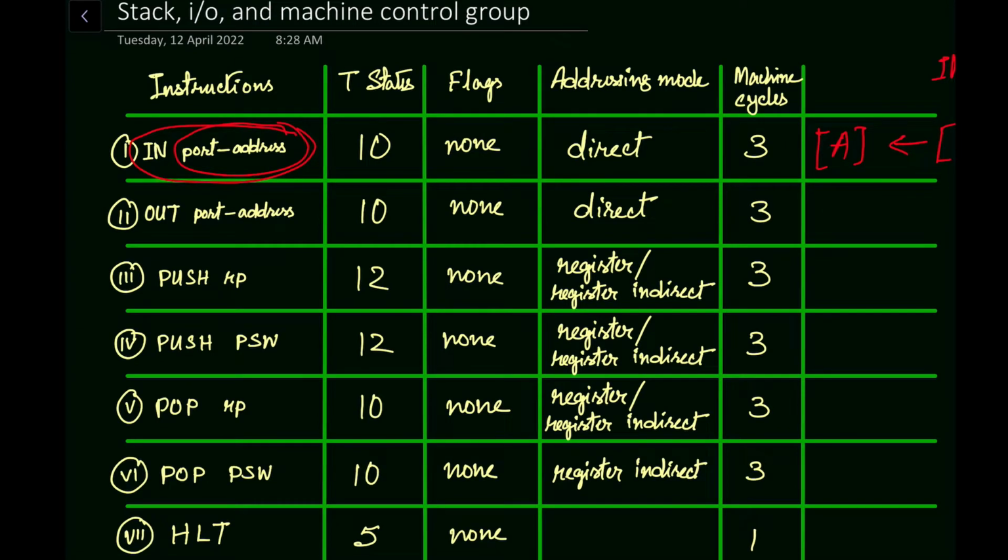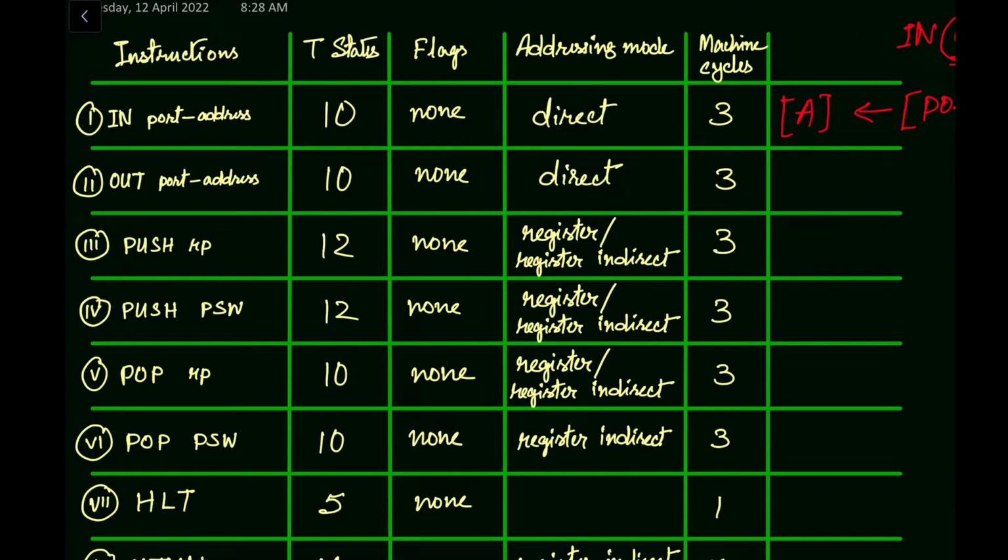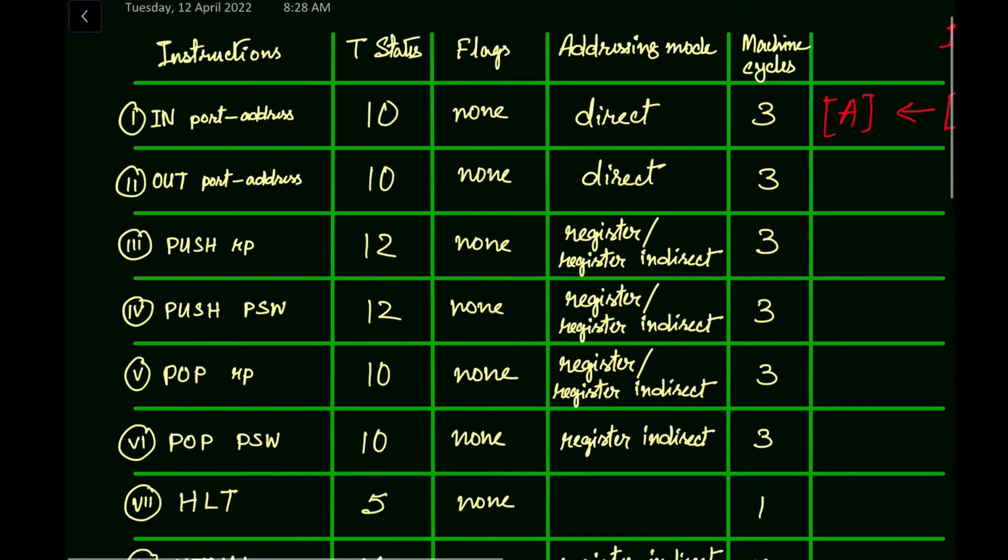Now this instruction requires 3 machine cycles. We have 10 T states. None of the flags are disturbed, and this is the direct addressing mode. Why direct addressing mode? Because we have the address of the port given in the instruction. We have already seen about the addressing modes, how they work, what the function of the different addressing modes is, how they are classified, and which instruction falls under which addressing mode. I hope you will go to that video and watch it thoroughly, and then you will understand the addressing modes. Now let us go to our second instruction.